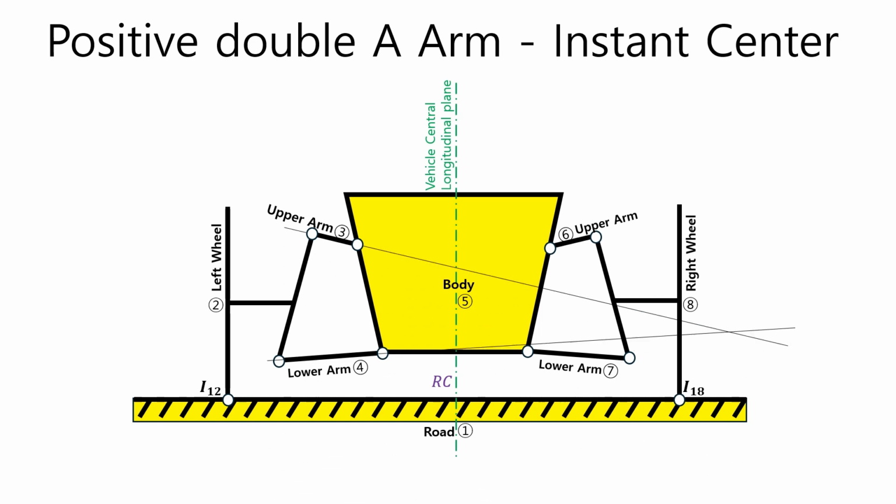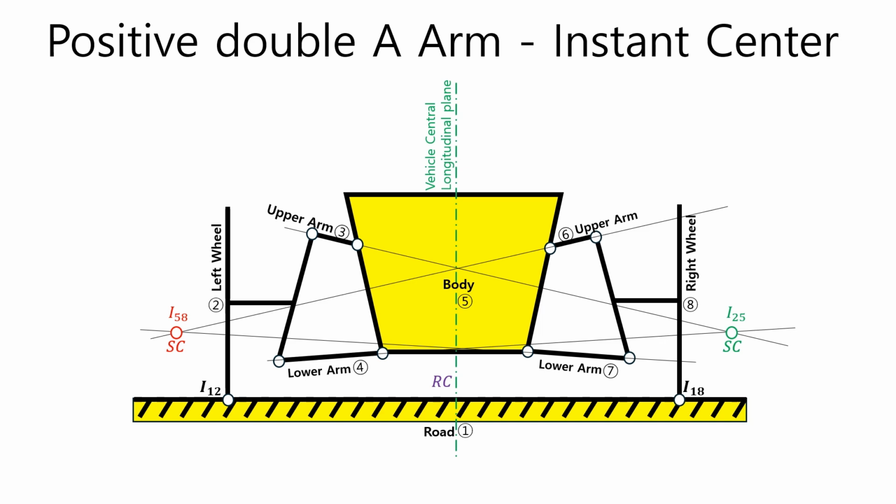Next, we represent the straight lines that coincide with the left upper arm and lower arm and find the instant center I25, which is the intersection of these straight lines. This point is the swing center of the left wheel with respect to the body. Next, we represent the straight lines that coincide with the right upper arm and lower arm and find the instant center I58, which is the intersection of these straight lines. This point is the swing center of the right wheel with respect to the body.